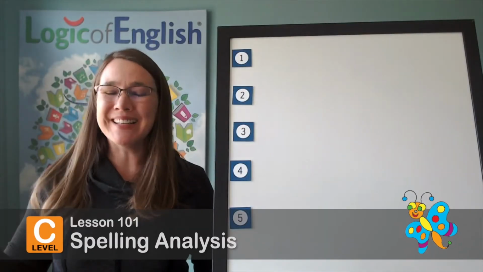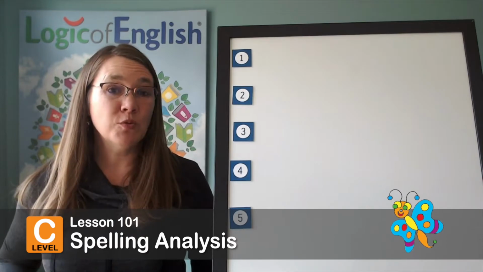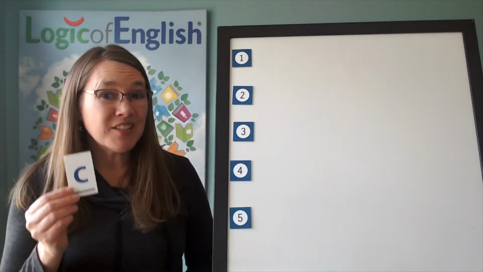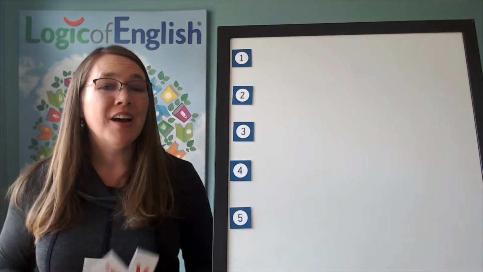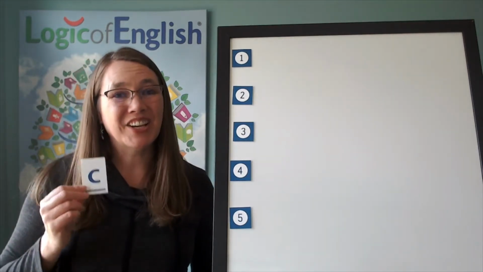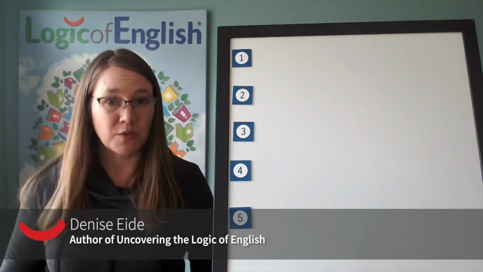Welcome to Spelling Analysis. Today we get to use one of my favorite rules. C always softens to S when followed by an E, I, or Y. Otherwise, C says K. That's right. Why is this one of my favorite rules?